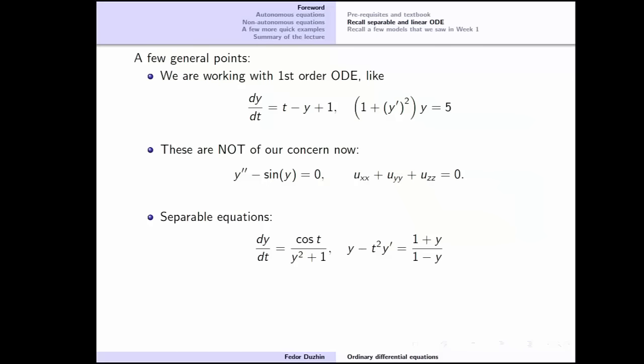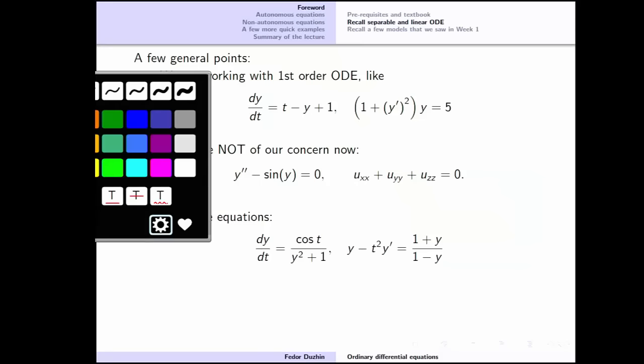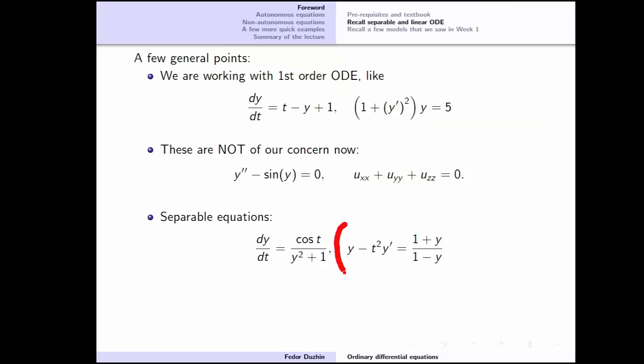There are two large classes of first order differential equations that we know how to solve. So the first of them is separable. In particular, here you see two examples of separable equations. The first of them is clearly separable. So let me talk about the second one.